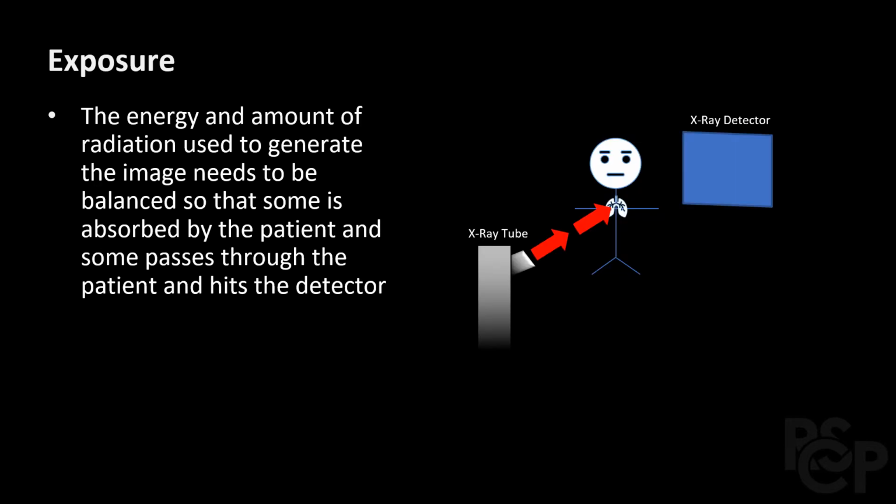The next main aspect of technique that plays a role in the quality of the image obtained is the idea of exposure. When obtaining a radiograph, the energy and amount of radiation used to generate the image needs to be balanced so that some is absorbed by the patient and some passes through the patient and hits the detector. As you can see in this diagram, although the quantity of radiation projected may be set at the level of the X-ray source, the amount of radiation that hits the detector is not always predictably similar.